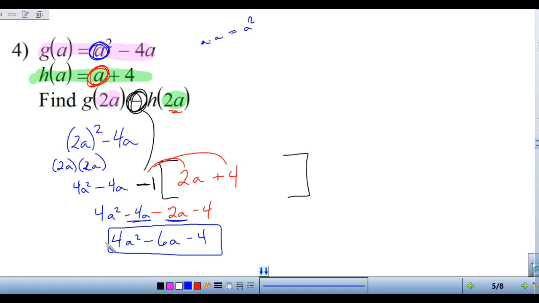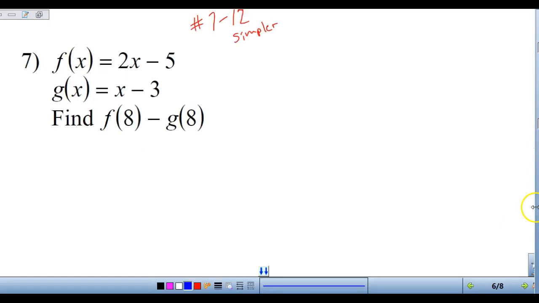So what you'll do is on your own, you'll try 5 and 6. See how you do. And then this next one I'm going to show you is number 7. Okay. So on number 7, 7 through 12 actually are simpler because you're still going to do two functions and you're going to either add or subtract them depending on what it's saying. But what we're plugging in is just numbers, so that's a lot easier.